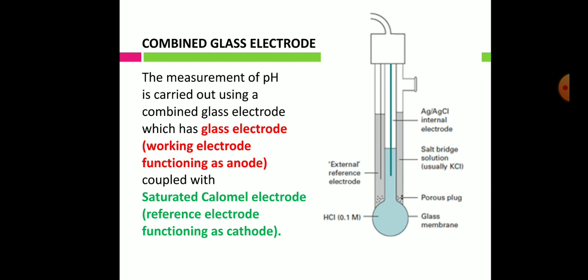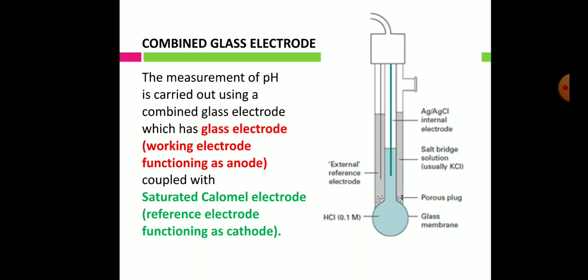Now this figure consists of two glass tubes. One is the inner glass tube and then the outer glass tube. Inner glass tube constitutes our glass electrode and the outer one is our saturated calomel reference electrode. This inner tube, which is our glass electrode, consists of Ag wire on which AgCl has been impregnated, and this electrode is dipped in the HCl solution of 0.1 M concentration.